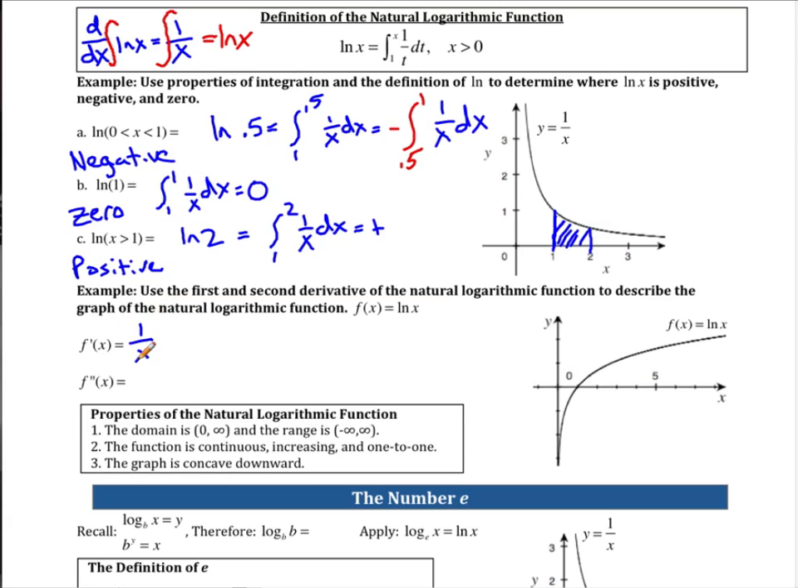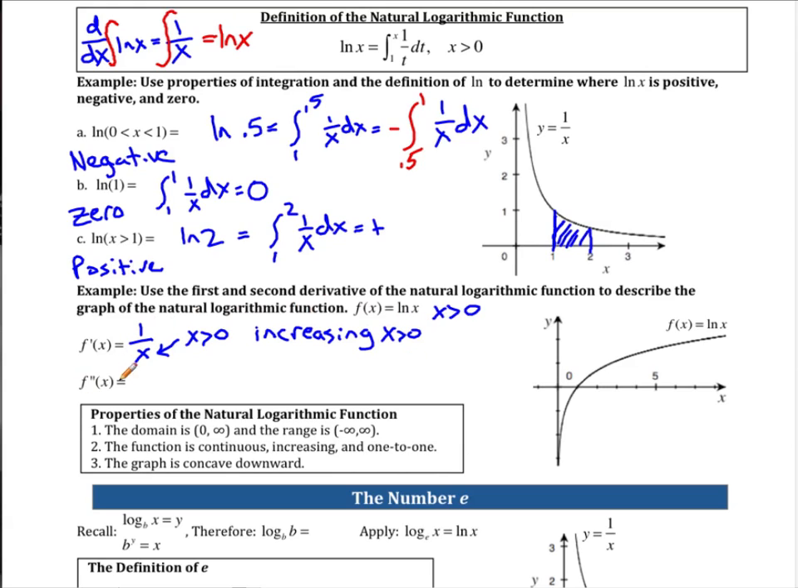Okay, and so using our first derivative test, notice that 1 over x always has to be positive. So if I plug any positive number in here for x greater than 0, I'm going to get a positive number. So that means that this function is always increasing on the interval x is greater than 0.